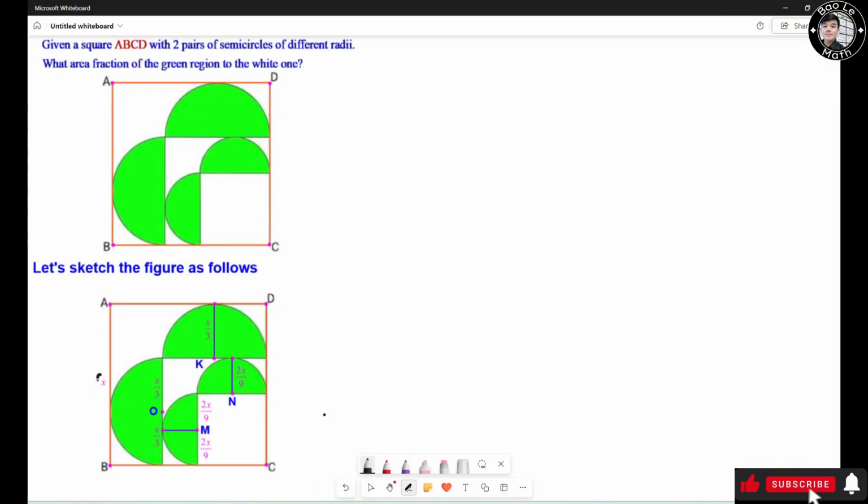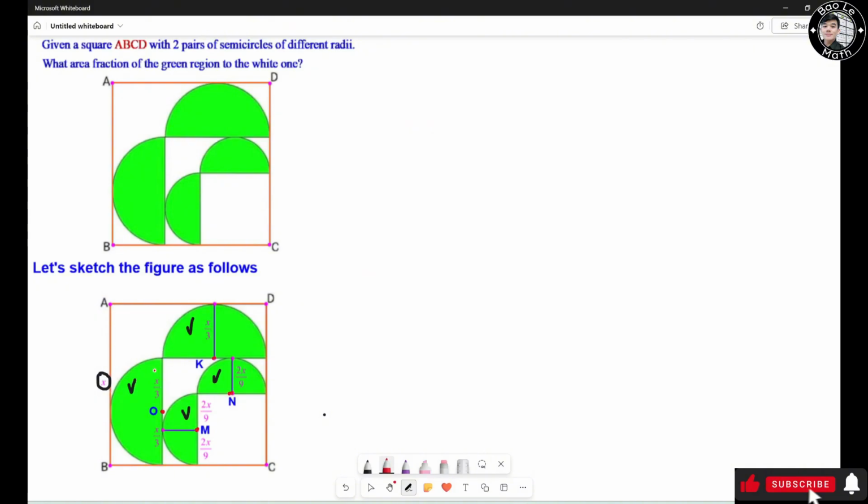Now let S be the side length of the square ABCD. Because this semicircle and this semicircle are the same, they have the same radii. Similarly, this semicircle and this semicircle both have the same radii. Now I'm going to let O be the center of this semicircle, K be the center of this semicircle, N be the center of this semicircle, and N be the center of this semicircle.